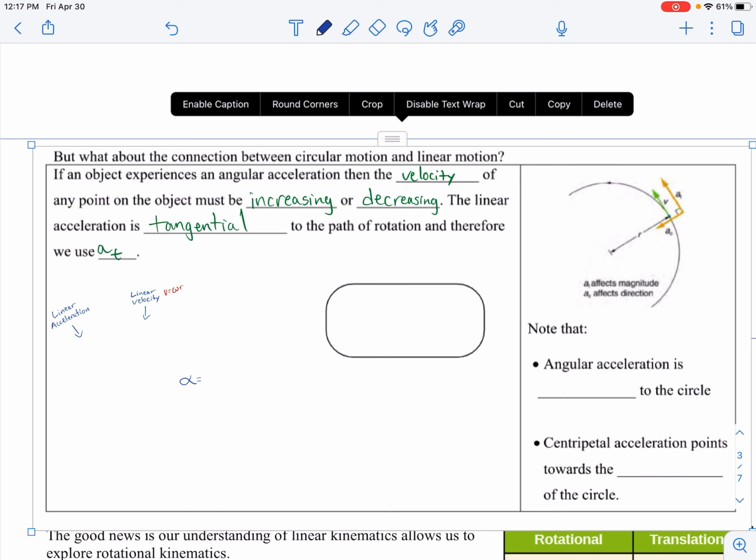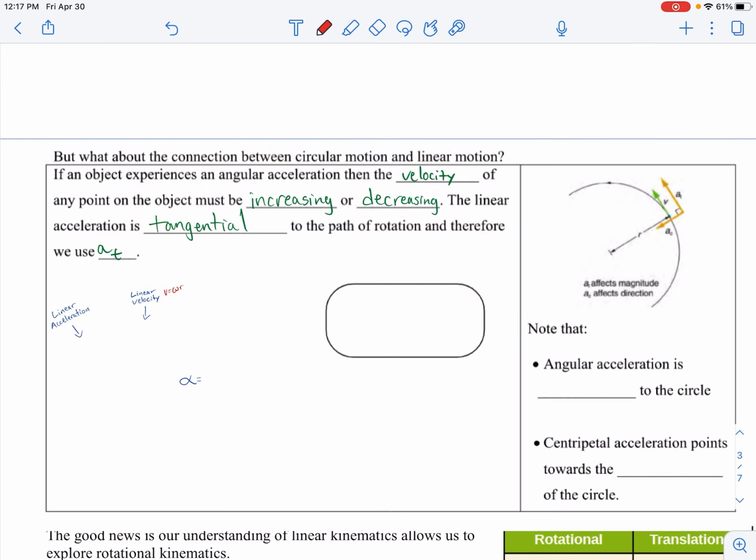That is so weird. Very annoying. All right, well, sorry, let me rewrite that real quick. Okay.